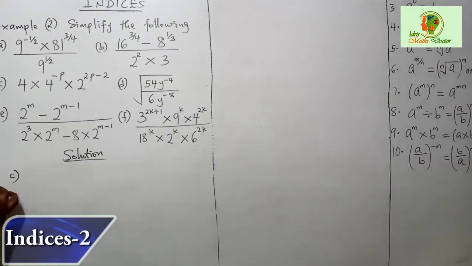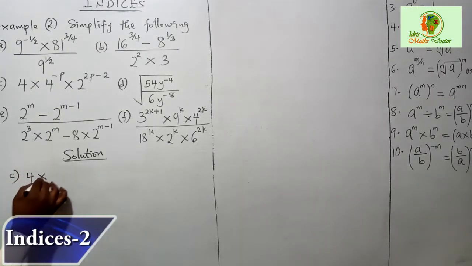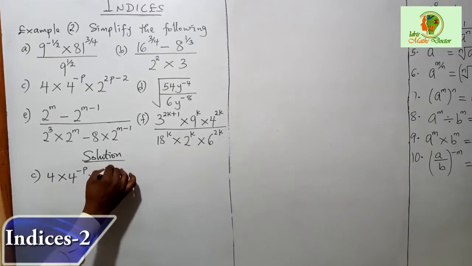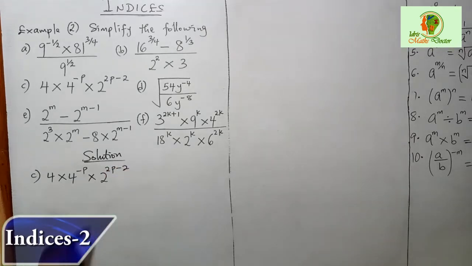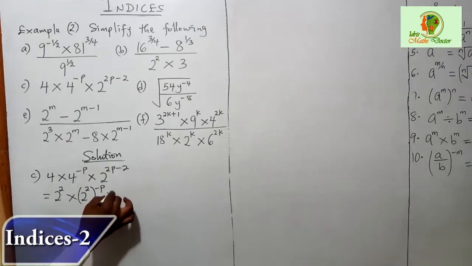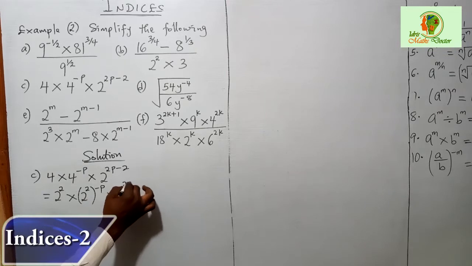Question C. We have 4 times 4 raised to power minus p times 2 raised to power 2p minus 2. Since the lowest base here is 2, we are going to change this to base 2 index form. So this 4 becomes 2 raised to power 2. 4 times this 4, 2 raised to power 2. But remember, we have a power minus p, so we have to introduce a bracket and write the minus p here, times 2 raised to power 2p minus 2.